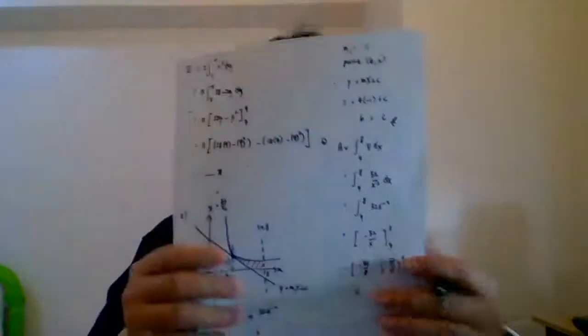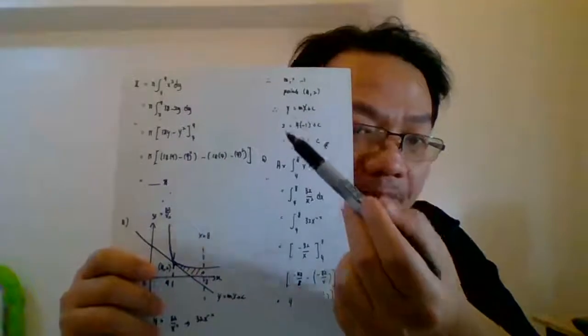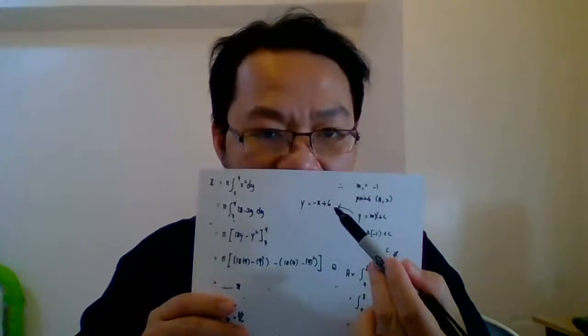Since the equation of the straight line here is already obtained, right? The straight line here is already obtained. We already got it. So what is the equation of the straight line here? The equation of the straight line is y equals negative x plus 6. Okay, this is the straight line equation. y equals negative x plus 6.